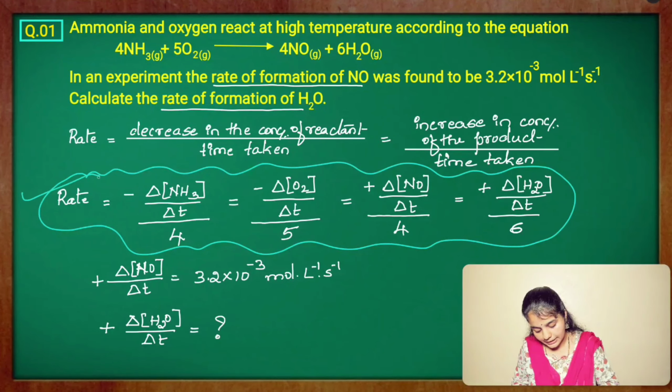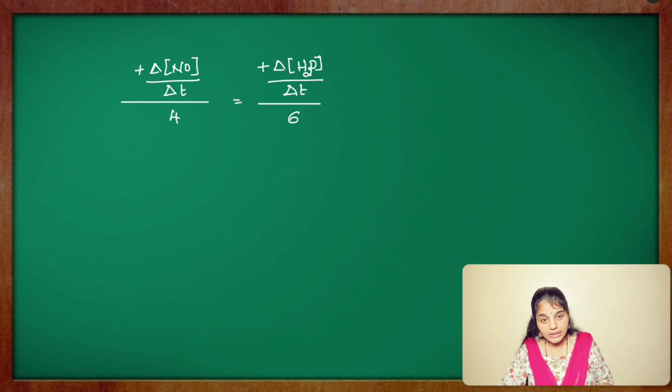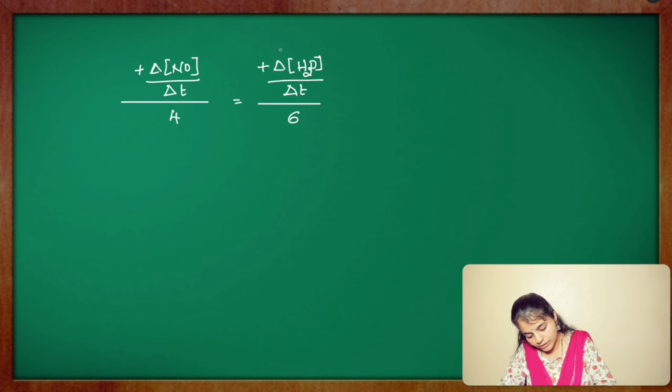So from the rate expression which we have written, we can consider any two expression and we can evaluate them. So as we are given with the rate of formation of NO and we need to calculate the rate of formation of water, I have considered these two equations from the rate expression that I have written. So here the rate of formation of NO is given to us in the question and we need to determine rate of formation of water.